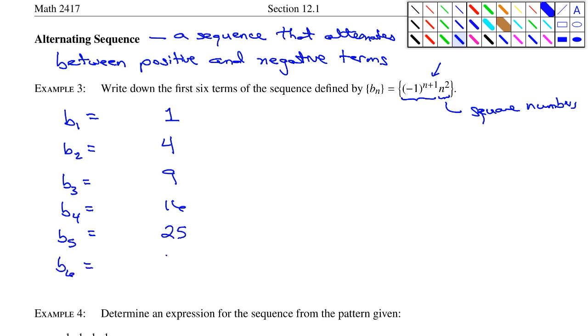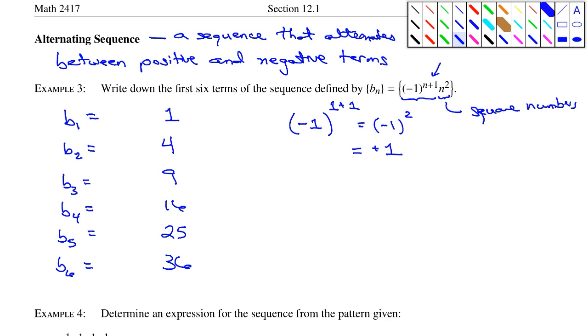to be 36. Now the question is, it alternates, but what does it start with, a positive or a negative? So let's just work that out. -1 for the first term here, b1, is going to be -1 to the 1 plus 1. That would be -1 squared, which is +1.